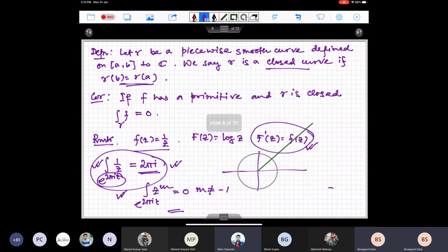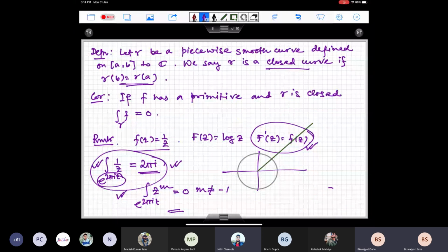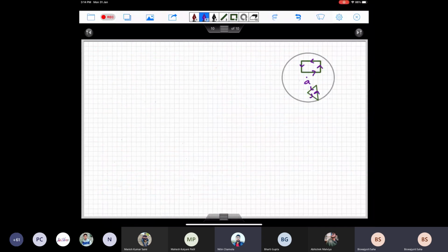just because there is a primitive. We have seen the corollary that if it has a primitive, then no matter what closed curve I take, I will always get the integral to be 0. So in particular, if I take a rectangle or triangle, I will also get it to be equal to 0. So it might so happen that the integral of a function is equal to 0 without the function being holomorphic, not on the curve, but on the domain inscribed by the curve. So one needs to be slightly careful while applying this.